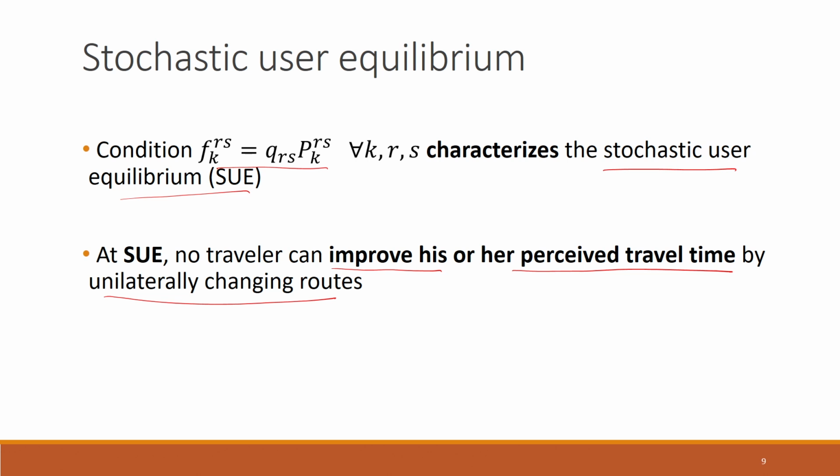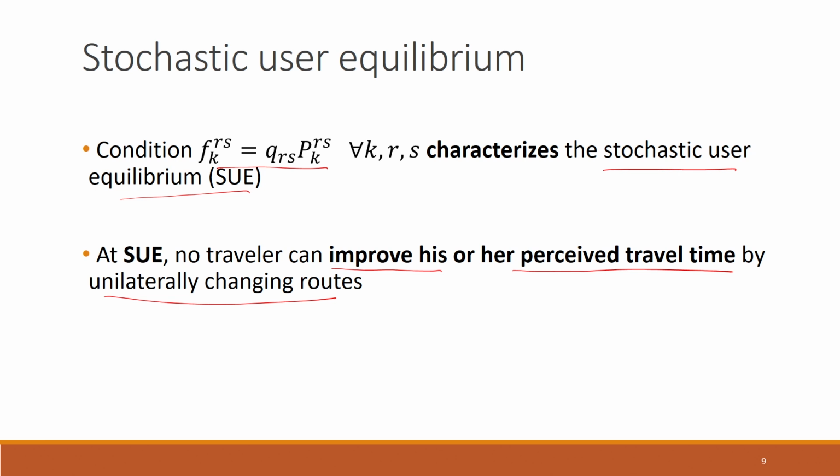So this is kind of an equivalent of the user equilibrium condition. There we used to say that no traveler can improve his or her own travel time by unilaterally changing routes. Now we are saying that it is the perceived travel time that they cannot improve.